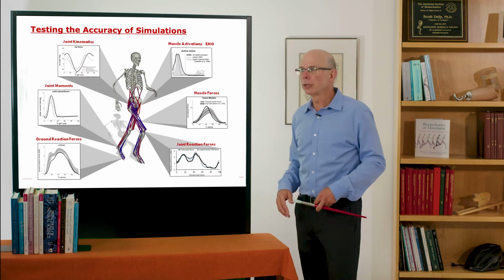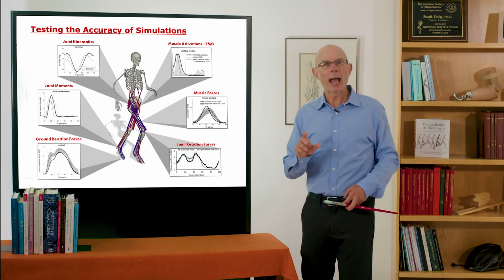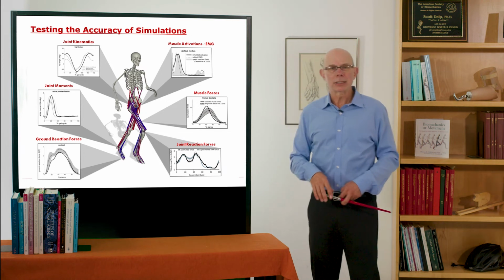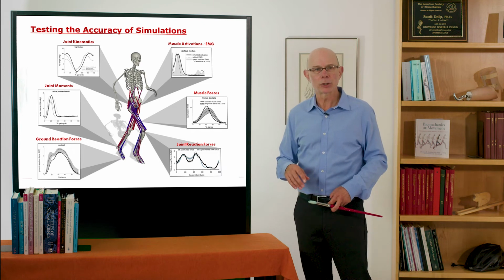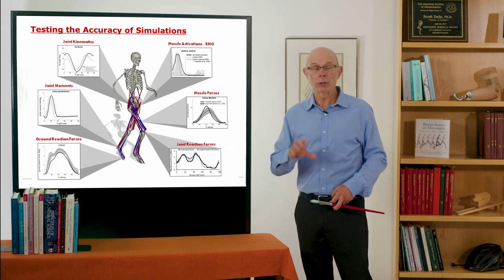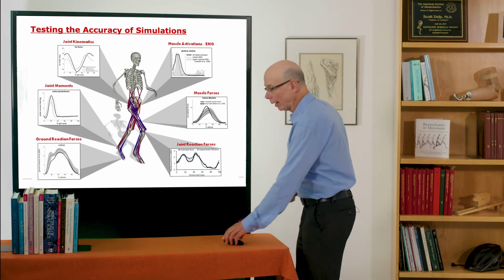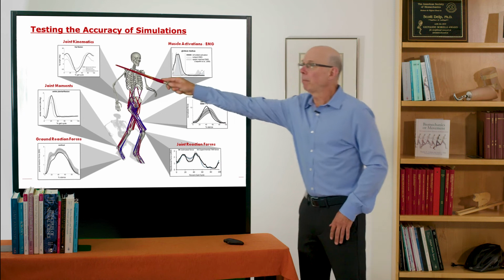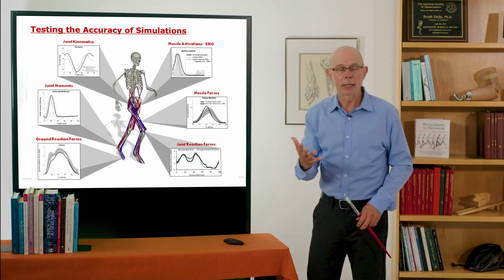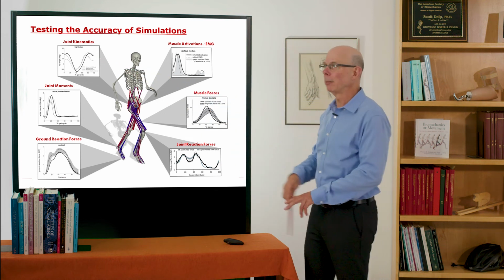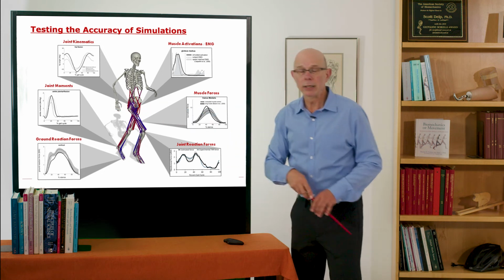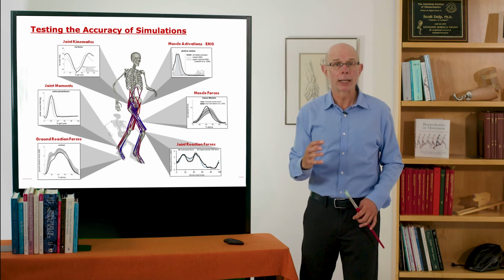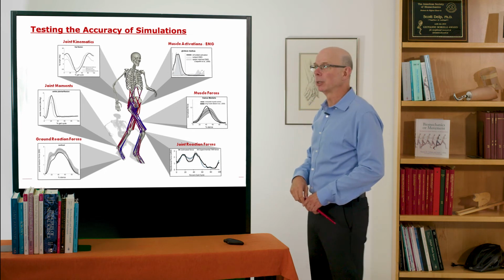And in which case, how much is good enough? How good does your model need to be? To do this, to test the accuracy of the simulation, we suggest testing with experimental data as comprehensively as you can. So what kind of comparisons could you make? You could compare your simulated joint kinematics to experimental joint kinematics. Just like we did in the last example, you could compare joint moments. How do your muscle-generated moments compare to inverse dynamics moments?